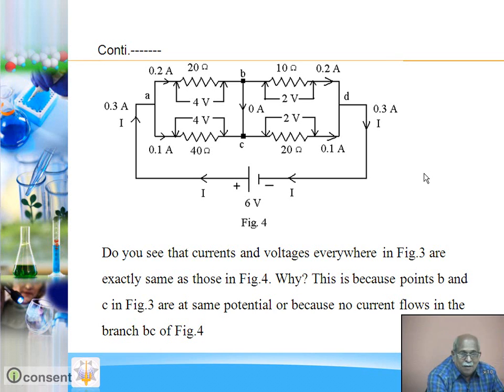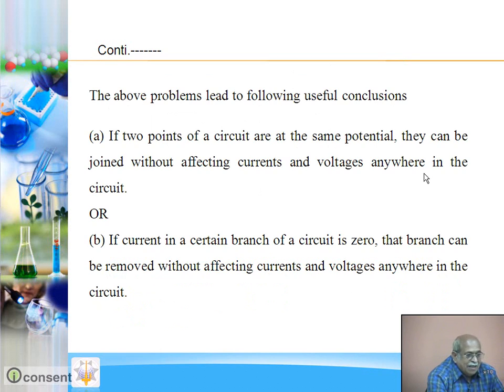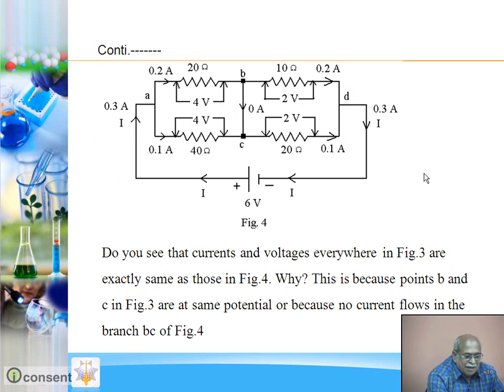So what do we observe? Our solution of figure 1 and figure 3 are exactly same. Why this happens? The reason is points B and C are at same potential, VB equal to VC. Same reason, put in other words, current between B and C is 0. No current flows between points B and C.